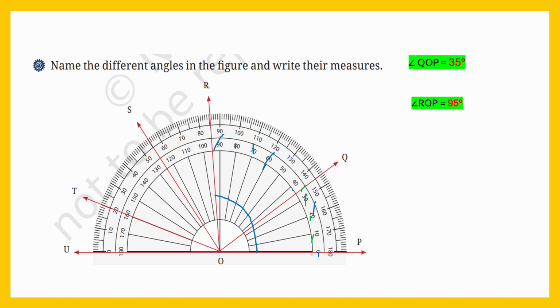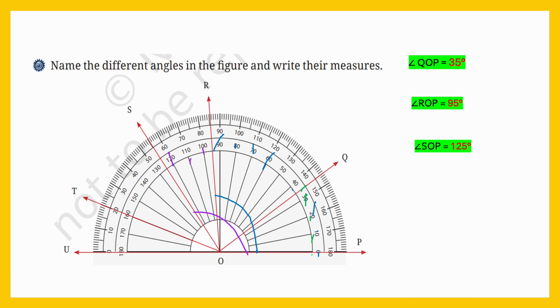Then we have angle SOP. What is the measure of that angle? You start from the rightmost side: 0, 10, 20, 30, 40, 50, 60, 70, 80, 90. Then 100, 110, 120. Then the ray passes through the medium sized mark between 120 and 130. So, add 5, that is 125. So, angle SOP is equal to 125.